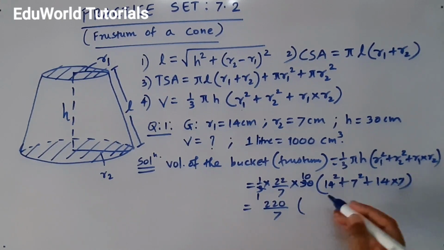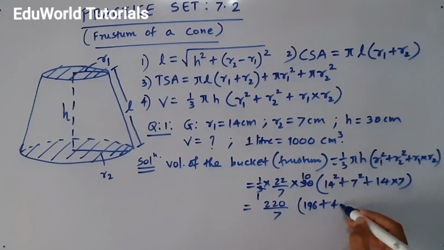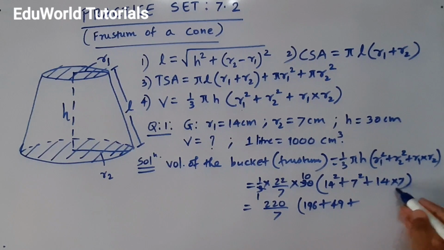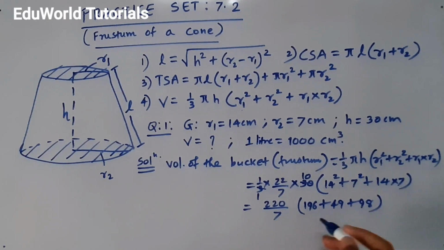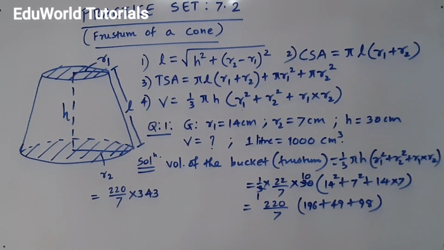Now what is there inside the brackets? 14 square, recall, is 196. 7 square is 49, plus 14 sevens are 98. All these numbers are to be added. So I will calculate here now. 220 upon 7 into 343. 220 upon 7 into the sum of all this, which is 343. Now we can cancel. 7 4s are 28, and 6 will be the remainder. 7 9s are 63. So 220 multiplied by 49. What is the final product?